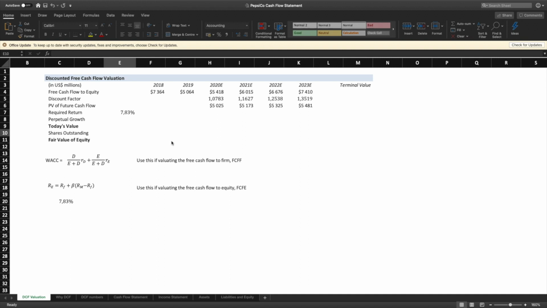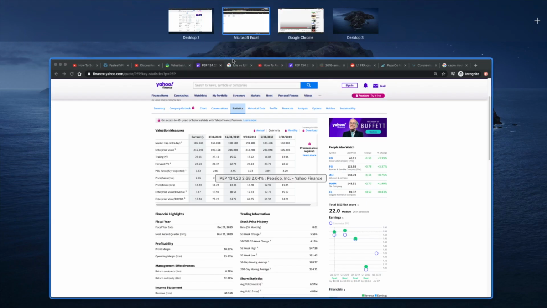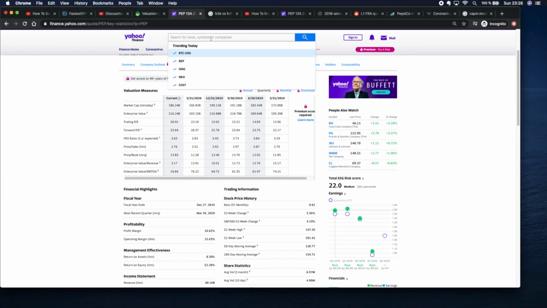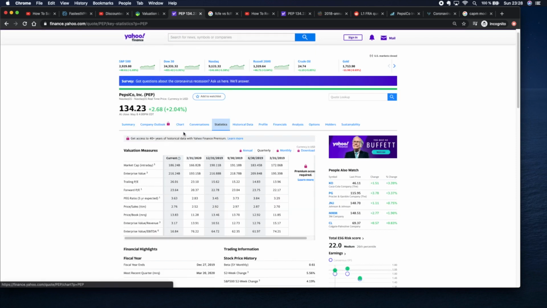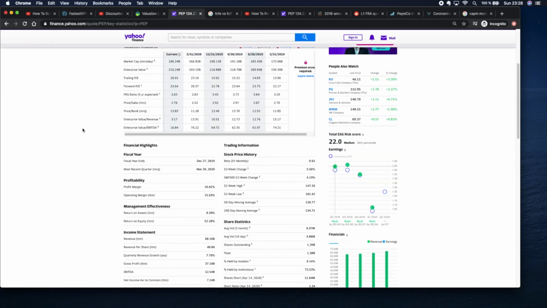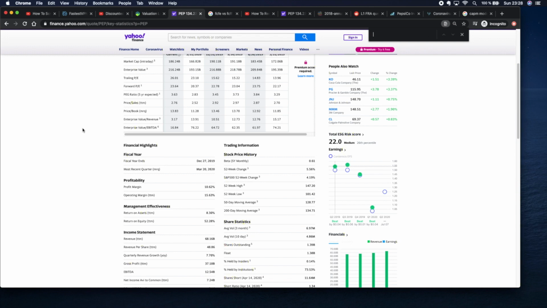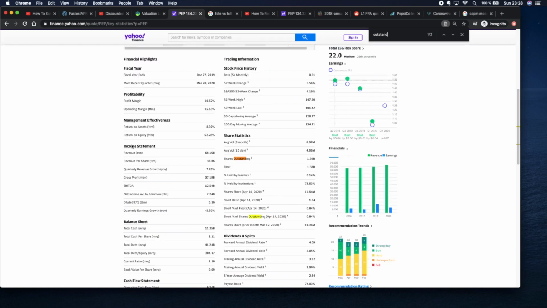Now we just need to find out how many shares outstanding PepsiCo actually has at the current time. We're going to do this by looking at Yahoo Finance. Let's start by going back to Yahoo Finance and checking. If we go down to statistics, let's see if I can find shares outstanding. 1.39 billion. All right, that seems a bit vague, so I'm going to double check on that.